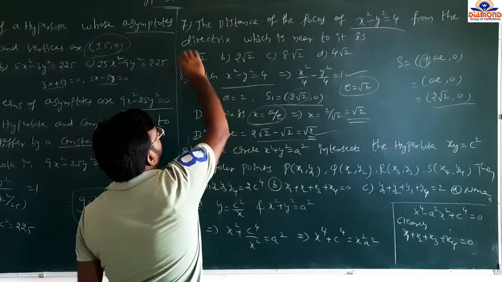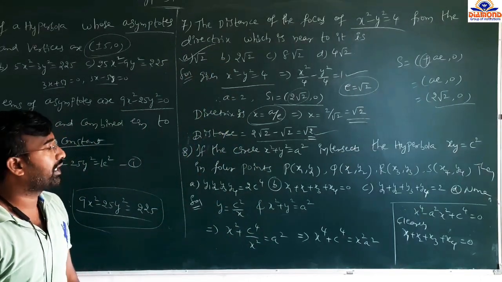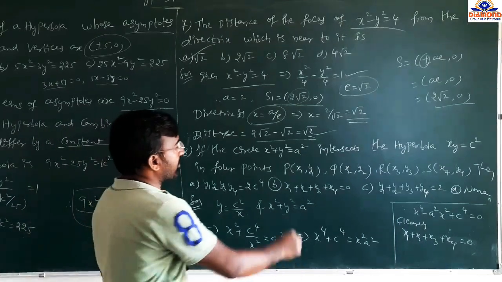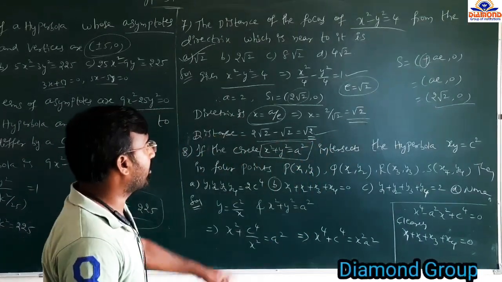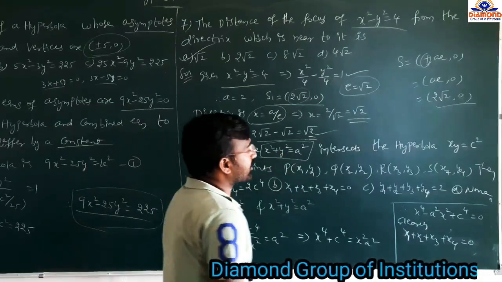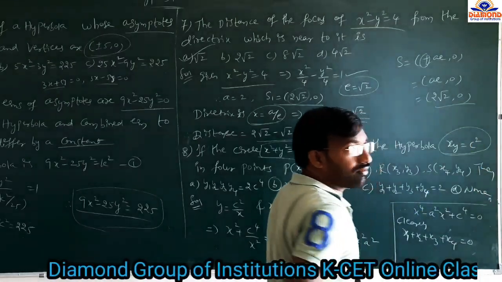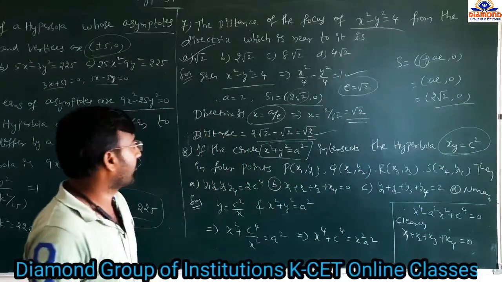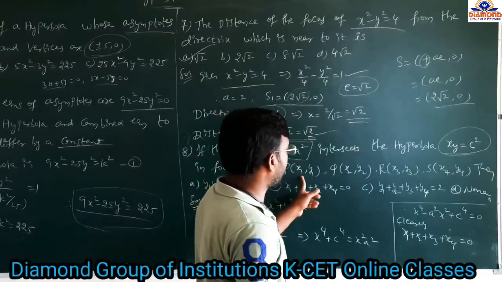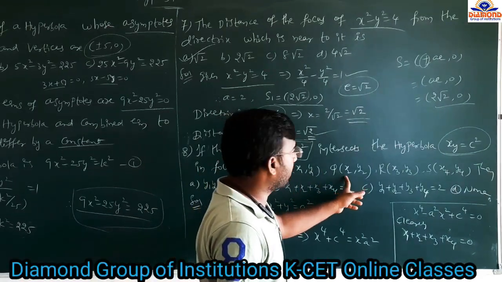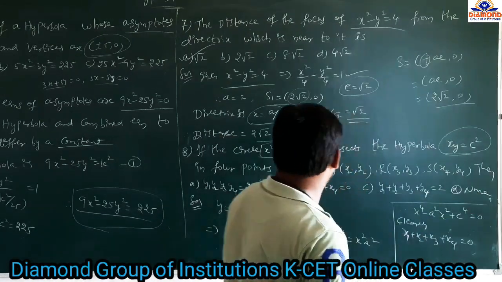So option is A. Next, if the circle x square plus y square equal to a square, this is a circle centered at origin, radius is a, intersect the hyperbola xy equal to c square, this is the rectangular hyperbola, in 4 points. What are those 4 points? First one is P x1 comma y1, second one is Q x2 comma y2, third one is R x3 comma y3, fourth one is S x4 comma y4.